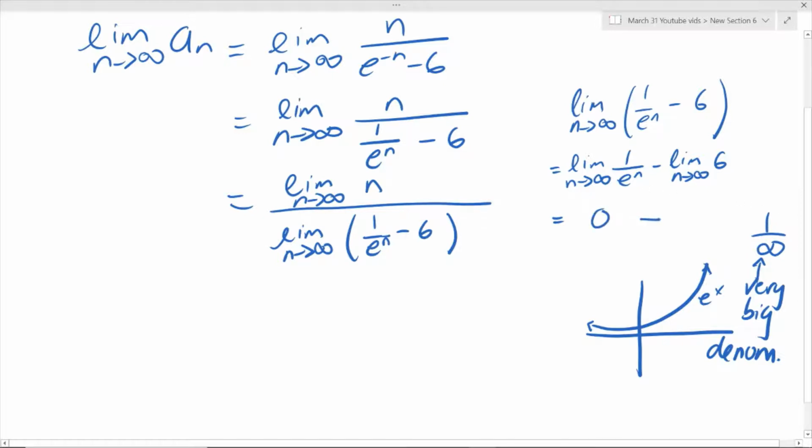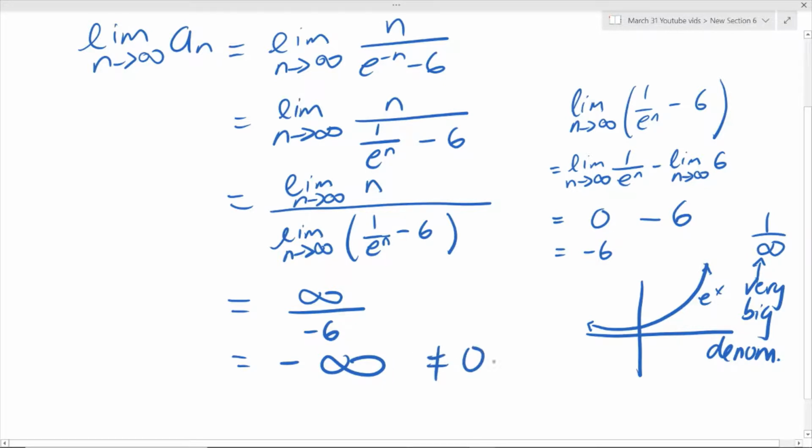this limit is going to 0, and then this here, well, if we apply the limit laws, we just write 6 right here. So 0 minus 6. In this case, it'll just be negative 6. So the numerator goes to infinity because as n goes to infinity, as said before, this goes to infinity, and the denominator is going to negative 6. So we're basically saying that this whole thing goes to negative infinity. And since the limit does not exist, because it's going to negative infinity, and it's not equal to 0, by the way, then we can say that the series is divergent.